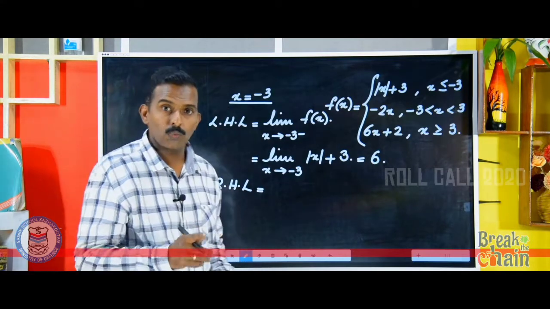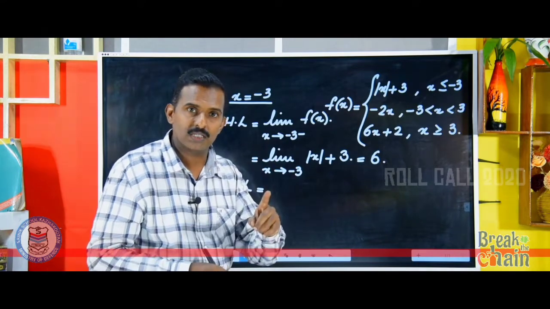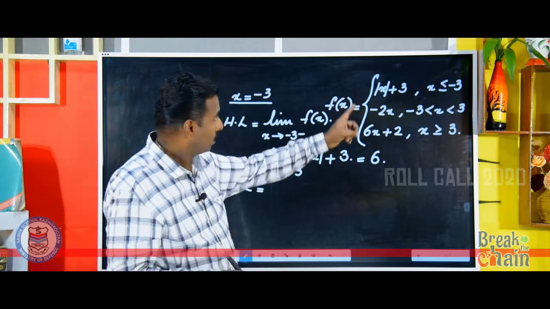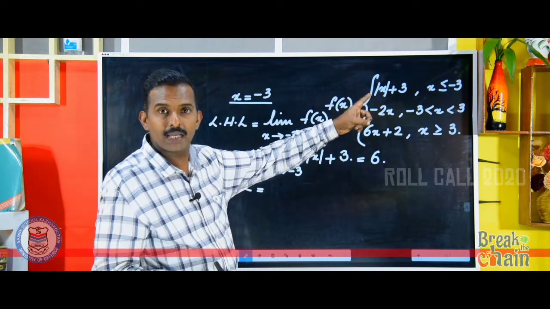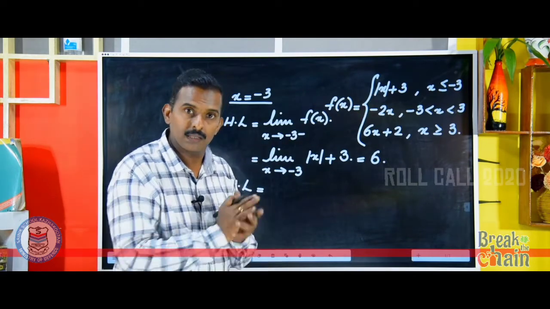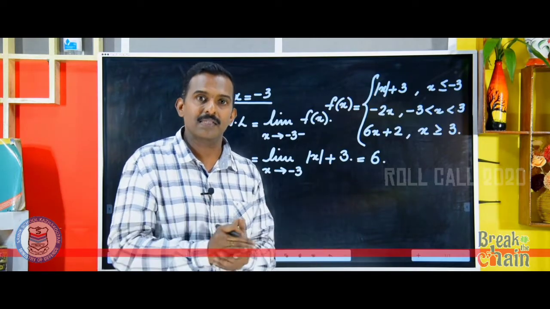Now one question, what is the function value at -3? The function value is also 6, because the function value will come from the first one, because x equal to -3 is in the first one. The function value is also 6. I just told you in advance, the function value you can also calculate when you calculate the limit in some cases.